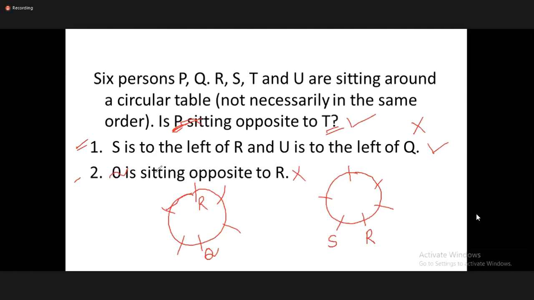Guys, look at here. Q is sitting opposite to R. So can I place Q here? I am combining both. By using these two, can I use this point? U is to the left of Q. So I have to place U here only, no?